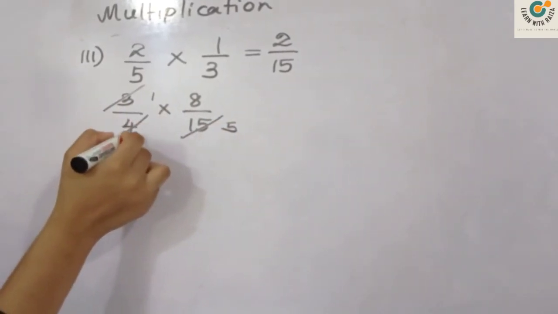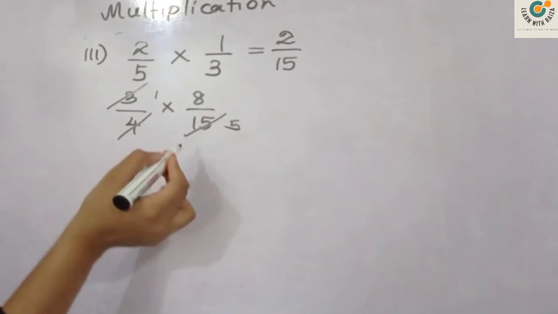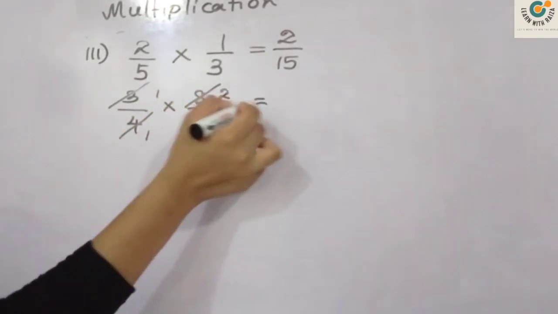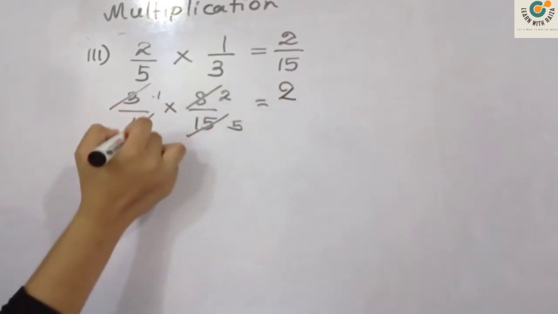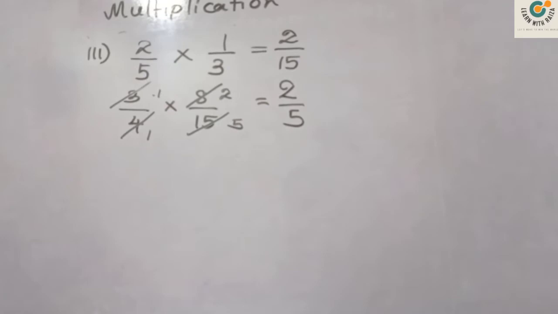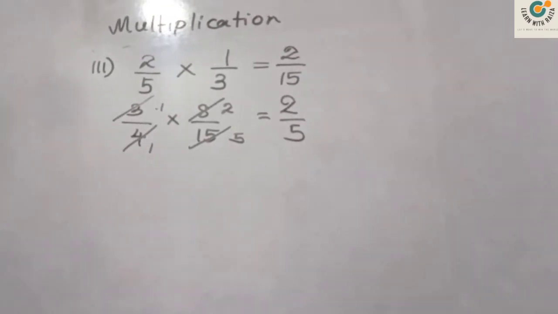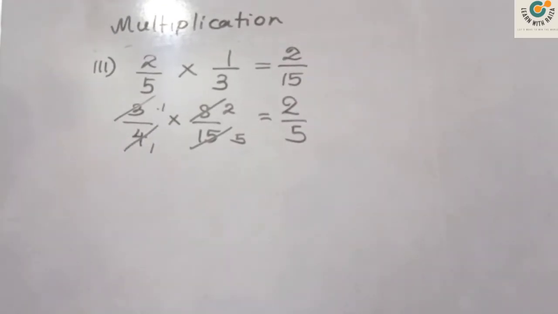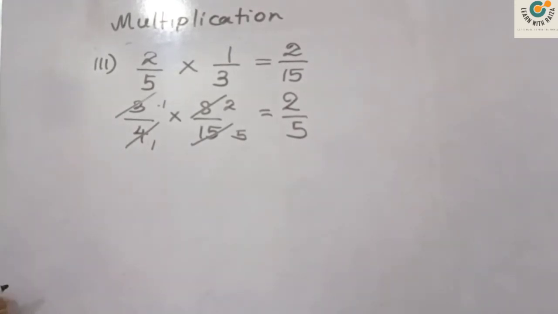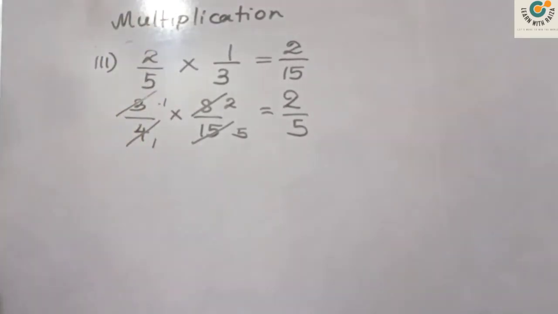4 divided by 4, 1. 8 divided by 4, 2. So the answer will be 1 times 2 is 2. 1 times 5 is 5. So when you are able to divide the numbers by a certain number, divide. If you can't, then multiply the numerators and the denominators. So this is called multiplication of a fraction by another fraction.